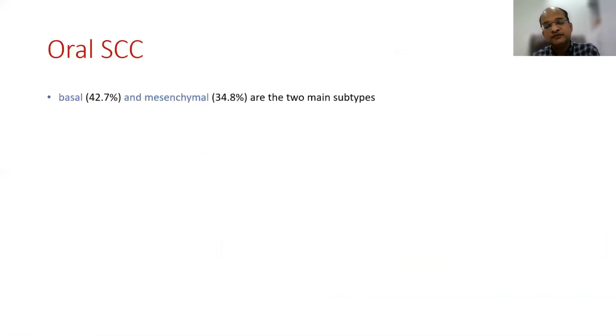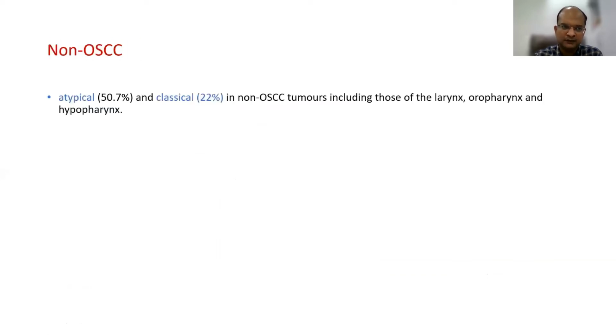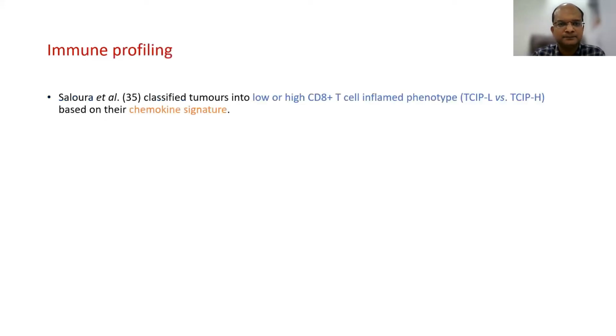Now, based on which site these tumors are in, whether oral or non-oral, there is a different predominance of genetic subtypes at different sites. In oral squamous cell carcinoma, basal and mesenchymal types are common, whereas in non-oral sites like the oropharynx, atypical is common. Atypical means more of HPV positive, with high immune response and PD-L1 response.